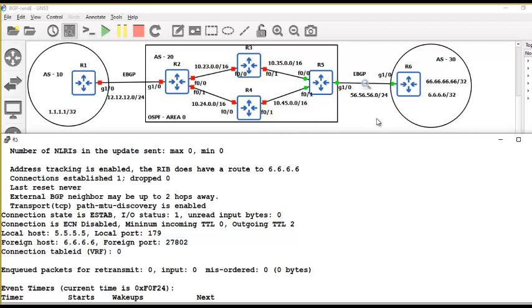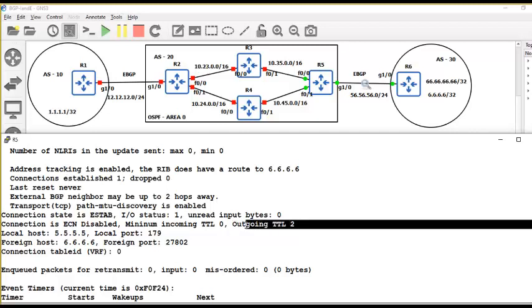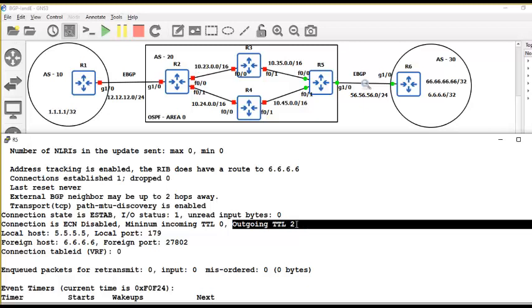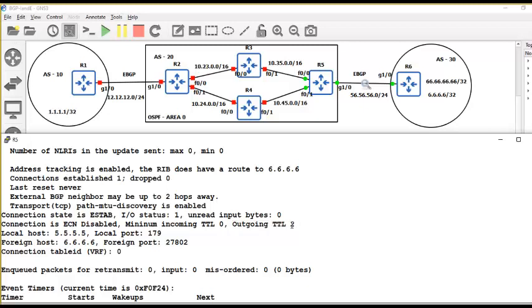Only for eBGP, the default outgoing TTL is 1. We are changing it into 2. Sorry, why am I confusing. Listen, you asked for IBGP, right? Only for eBGP, the outgoing TTL will be 1, and we need to change it into 2 if you are forming neighbor with loopback to loopback. But for IBGP, by default itself, the TTL value will be 255. What does that mean? It means the neighbor need not be directly connected. He can be anywhere in 255 hops. You understand?